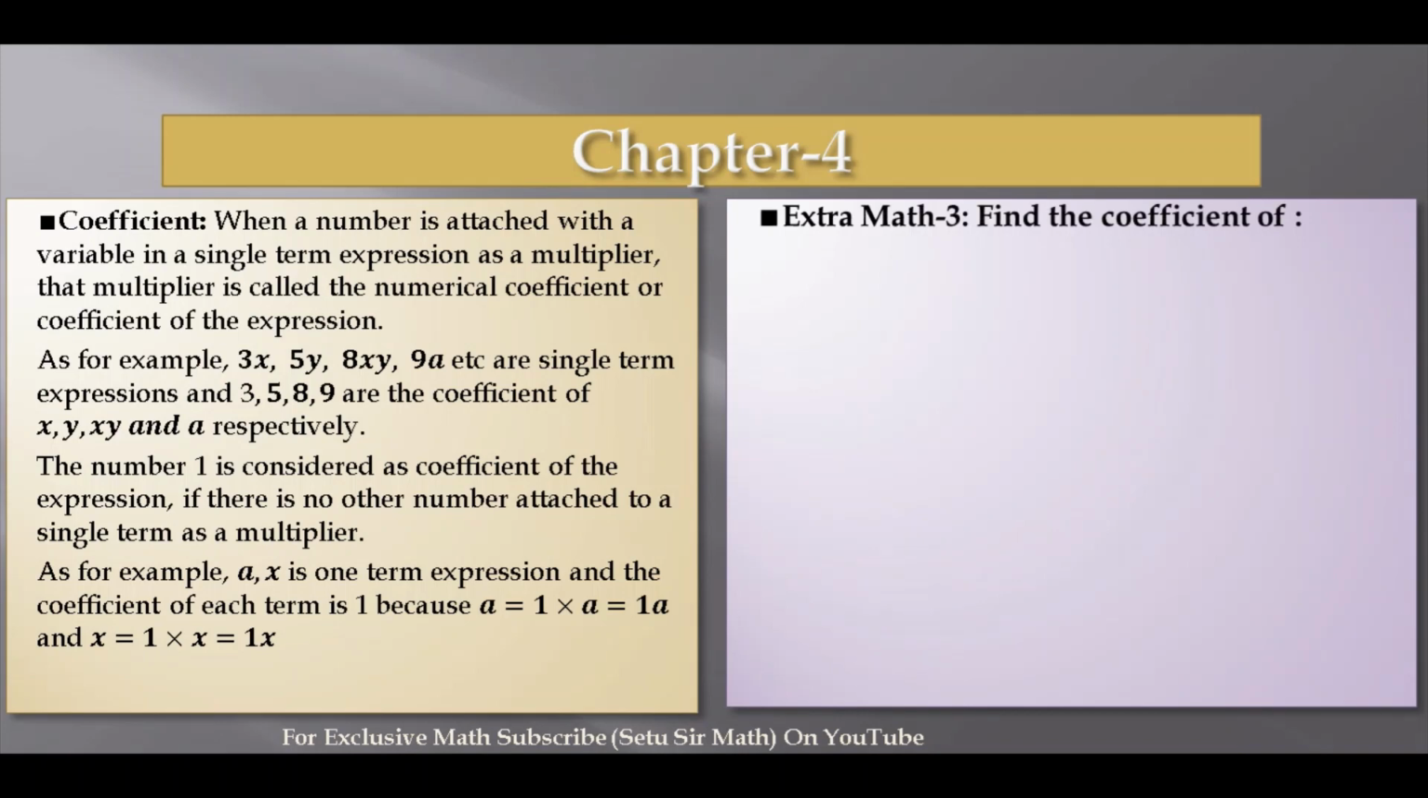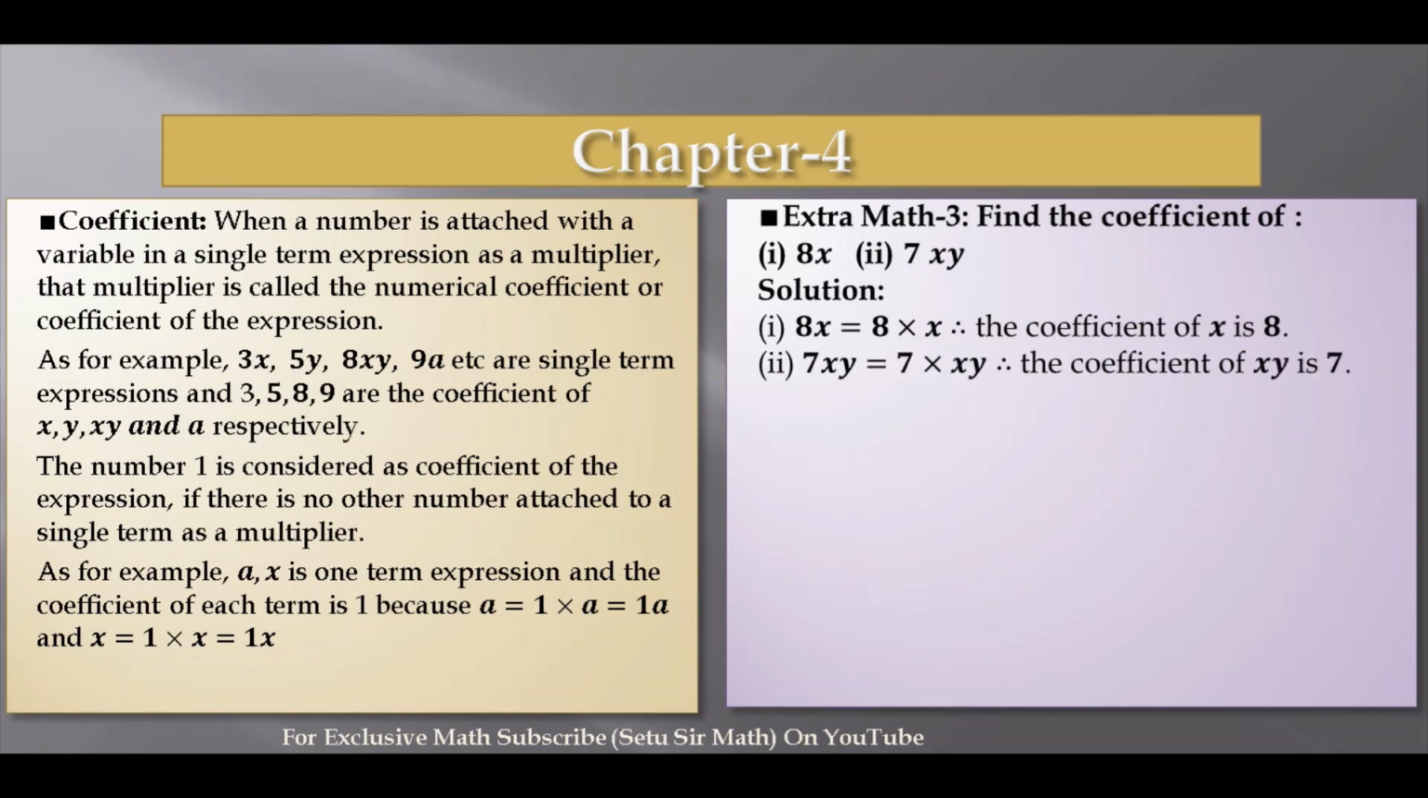Extra math 3. Find the coefficient of 8x and 7xy. Let's see the solution. 8x equals 8 multiplied by x, that is, the coefficient of x is 8. 7 is multiplied by xy, the coefficient of xy is 7.